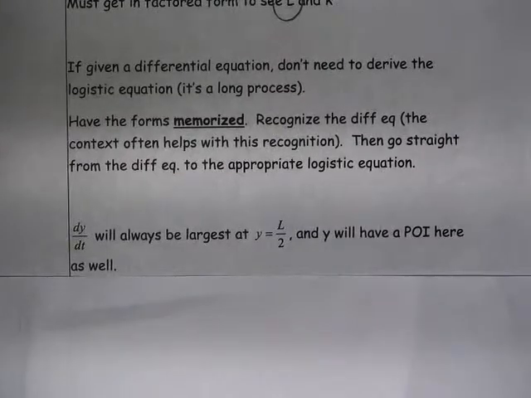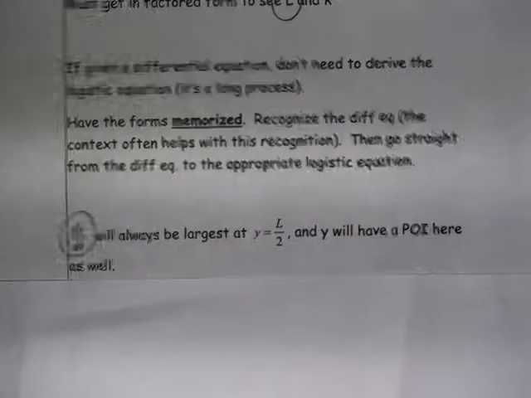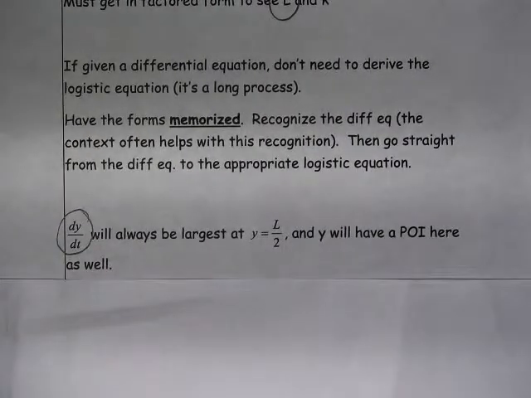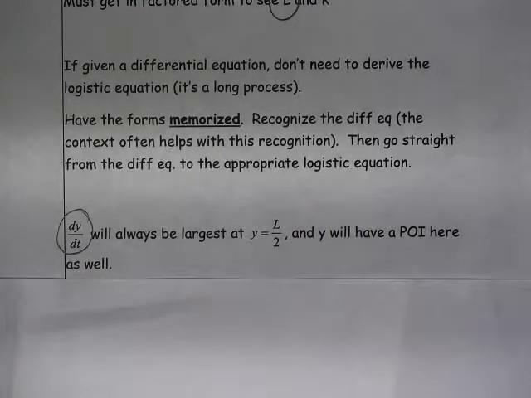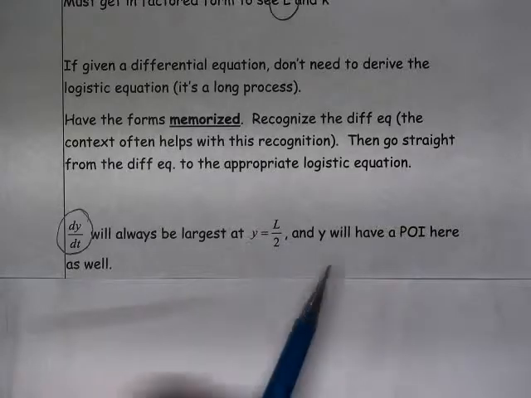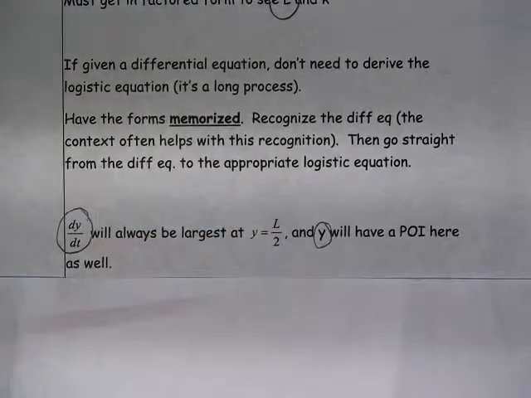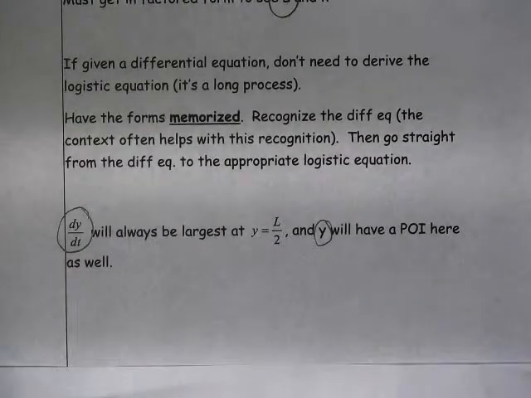a few things that come up really frequently. The rate of change of the population, that's dy dt, is always the largest when the population is half the carrying capacity. It's always, the dy dt is always the largest when y is half of L. Right, and y, the population, is going to have a point of inflection there as well. All right, that's important to remember.